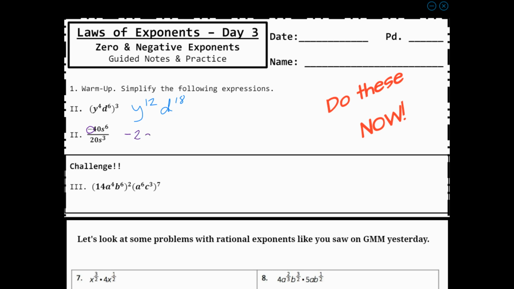And then what am I going to do with the exponent on the s? Subtract. Is it going to go on the top or the bottom? Top, because 6 is bigger. So 6 minus 3 is 3.